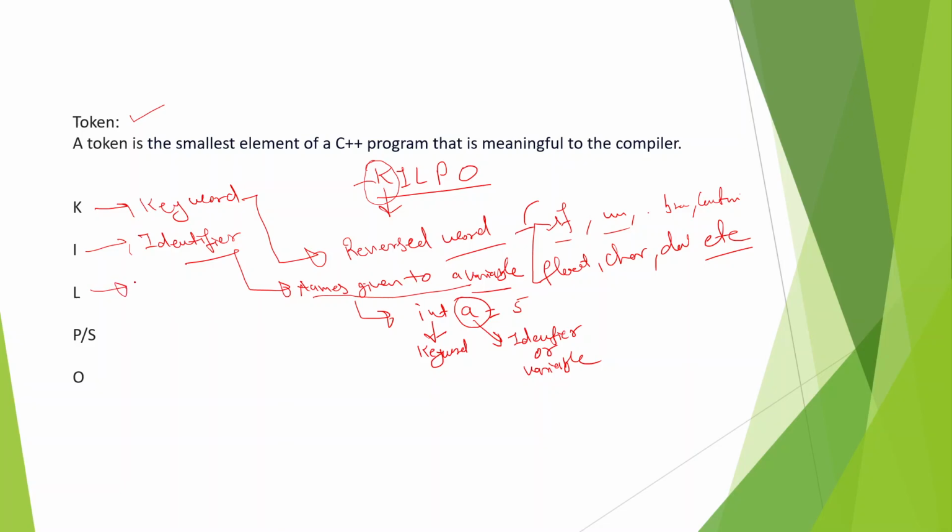L for literals. Before going to literals, let's understand some rules for identifiers. First rule: keywords cannot be used as an identifier. In the above example, you cannot use int = 5. A keyword cannot be used as an identifier. This is wrong.